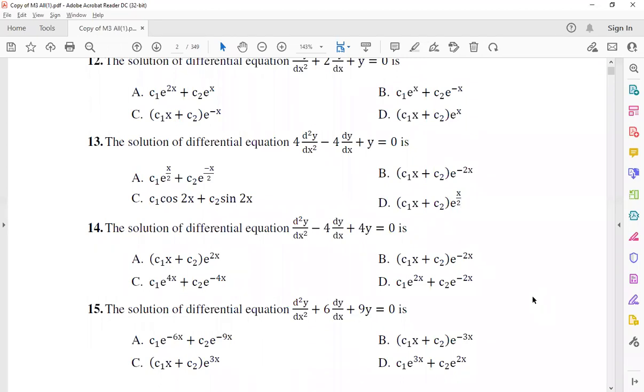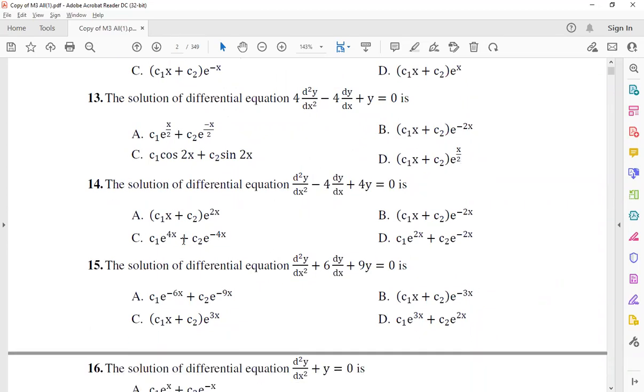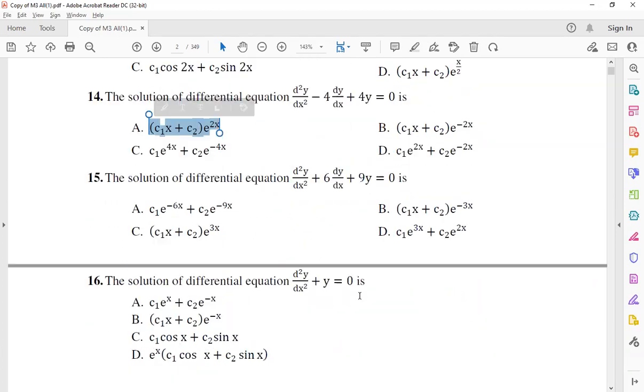Roots are 2 and 2. 2 repeated. 2 and 2 again. Is it 2, 2? It is 2, 2. So what is the solution? C1x plus C2 into e raised to 2x. Option A. Is it option A? Correct. Yes, ma'am. Very good. So this one is correct. Option A. Go with next, 15.